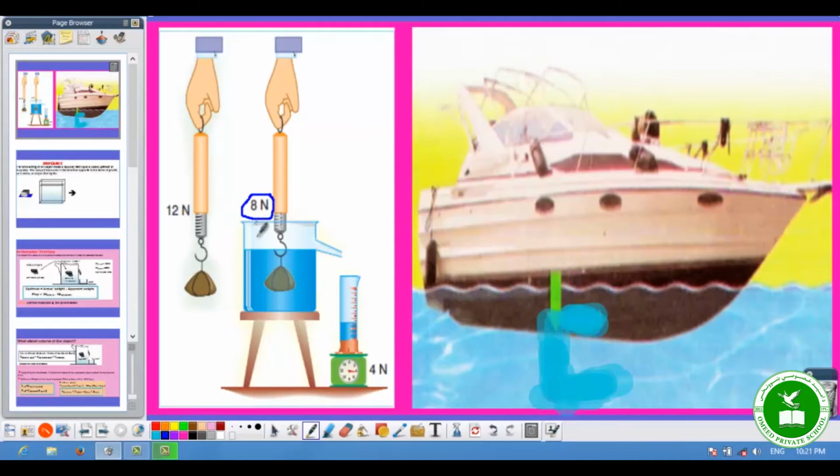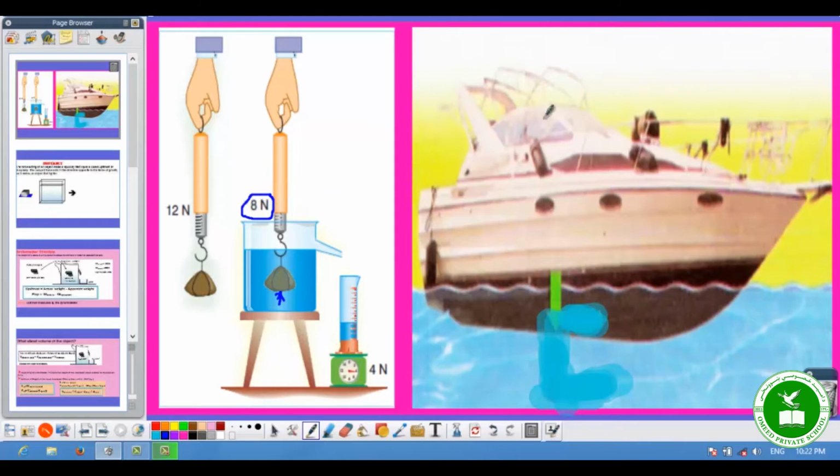Now why does it decrease? Because, dear students, this object is inside the liquid, and the liquid applies one upward force on this object. If an upward force is acting, then the weight obviously decreases. Some of the liquid has displaced into this graduated cylinder, and the weight of this liquid is also 4 Newton. It means this upward force is equal to 4 Newton. How do we know? Here the weight has decreased by 4.